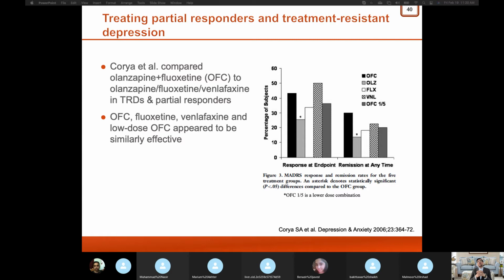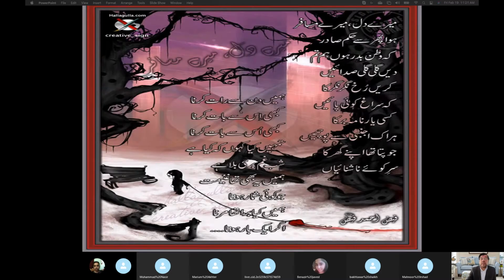So, treating partial responders in treatment-resistant depression, Correa et al. compared olanzapine-fluoxetine to olanzapine-fluoxetine-venlafaxine in TRD and partial responders. And olanzapine-fluoxetine combination, fluoxetine alone, venlafaxine, and a low dose of, again, this combination appeared to be similarly effective. So people believe, most of the research studies indicate, that combining medication just to achieve a response in resistant depression may not help as we expect.